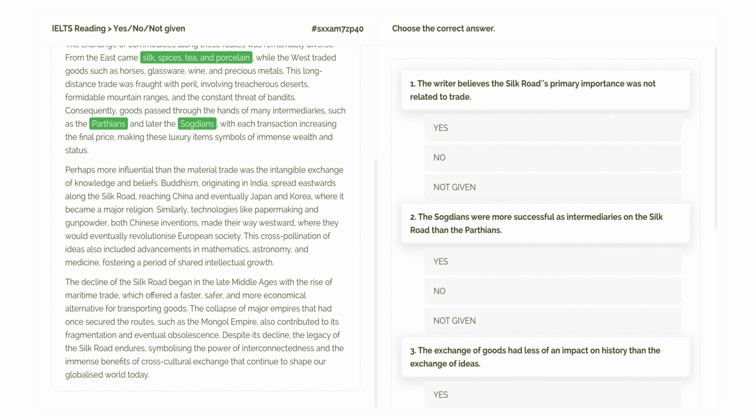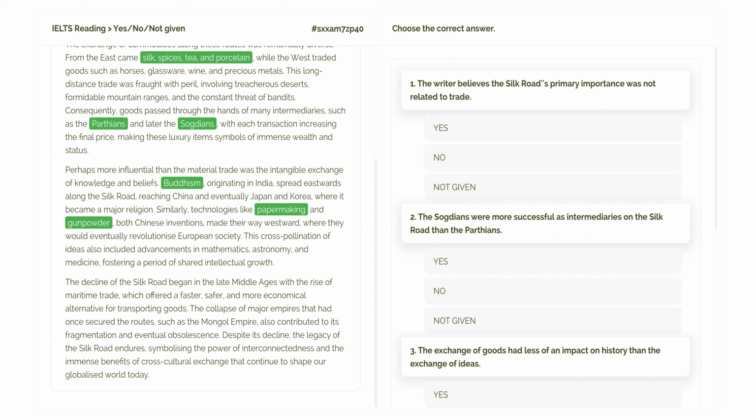Paragraph 3 shifts the focus from physical goods to ideas. It explains how things like religions, specifically Buddhism, and technologies like papermaking and gunpowder, travelled along the road. The first sentence, perhaps more influential than the material trade, is a very important signal suggesting the author is comparing the importance of goods versus ideas.